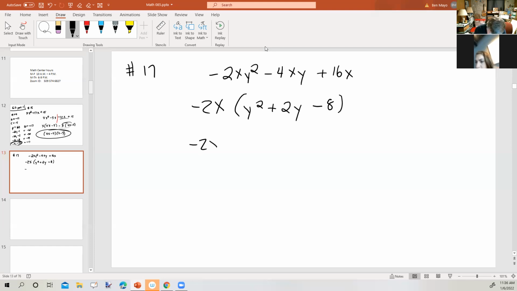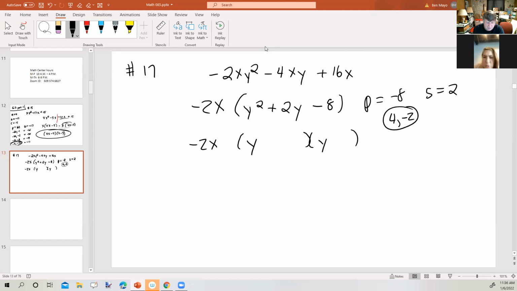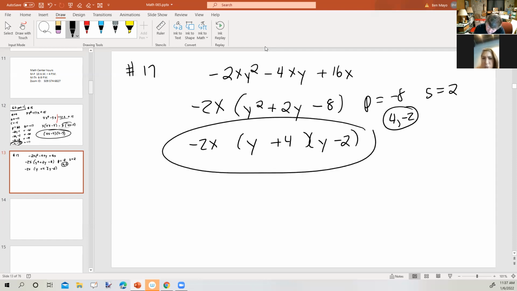So now what's left here actually takes us back to section 6.2, leading coefficient of a 1. So we'll split the y's up. We need a product that's negative 8 and a sum that's 2. And let's see, how about 4 and negative 2? That would have a product of negative 8 and a sum of 2. So plus 4 and minus 2, and there's our final answer. Any questions there before we go on to the last example?